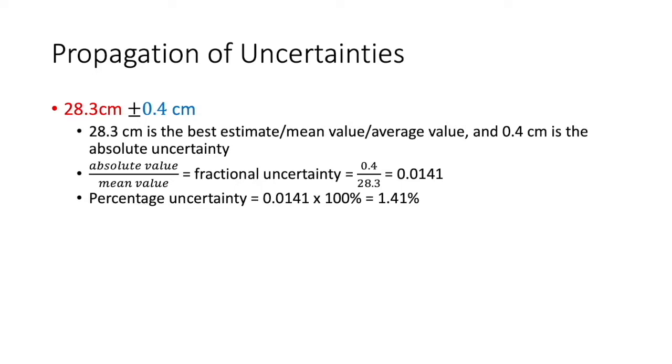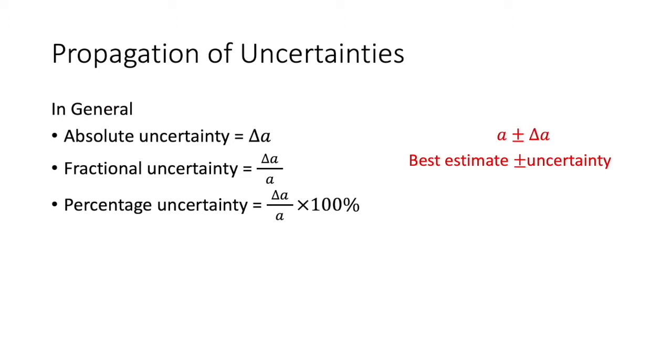Percentage uncertainty is equal to your fractional uncertainty times 100%. In this case, it gives us 1.40%. So in general, when we express all of those uncertainties, that's how we write it. Delta A is the absolute uncertainty, fractional uncertainty is equal to delta A over A, and percentage uncertainty is equal to delta A over A times 100%. A is the best estimate, and delta A is the uncertainty, actually the absolute uncertainty.